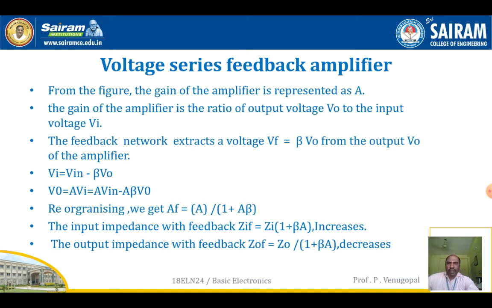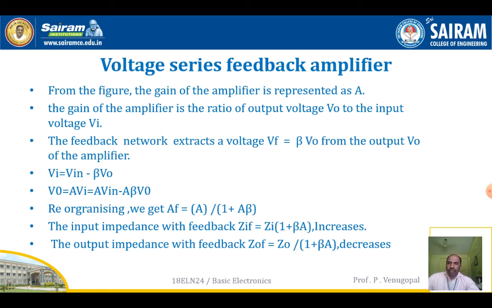Gain of the amplifier is represented as A, and the gain of the amplifier is the ratio of the output voltage to the input voltage. The feedback network extracts a voltage Vf equal to beta times V0, where beta is the feedback factor, from the output V0 of the amplifier. Vi is equal to Vin minus beta V0. Vin is the same as Vs. So therefore Vi is equal to either Vin minus beta into V0 or Vs minus beta into V0. Both are same.